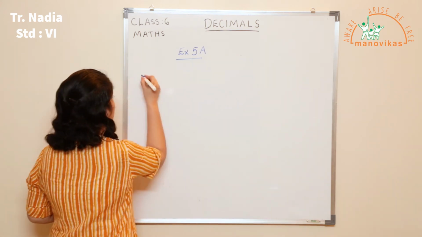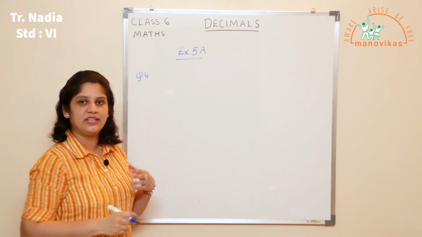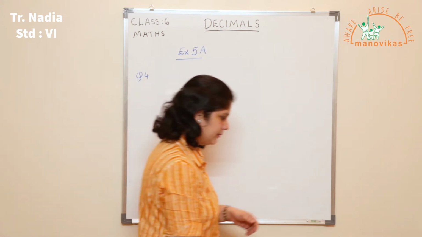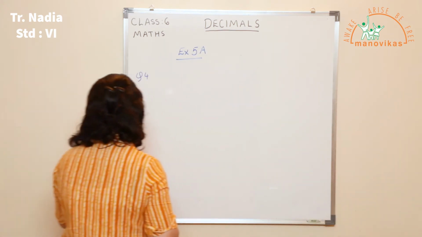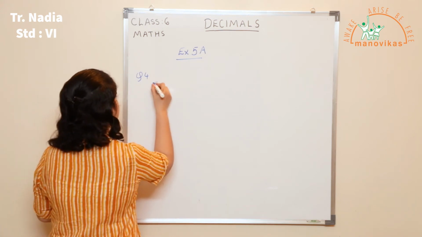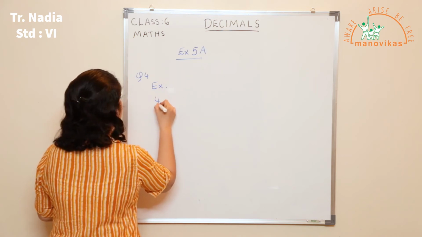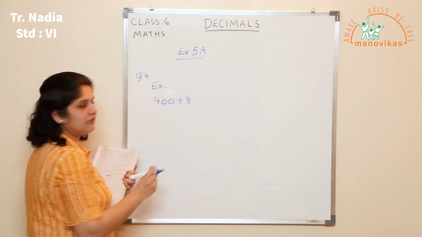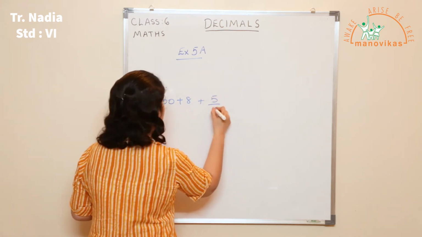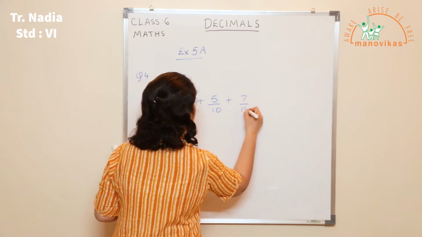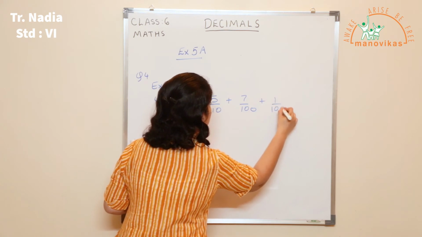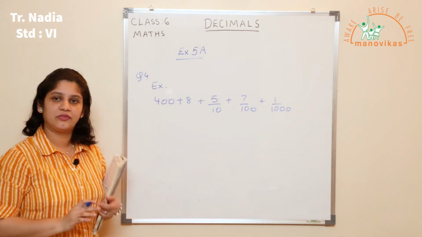Alright, now moving to question number 4. In question number 4, you are given the expanded form and asked to write the decimal number. Let me take a few examples of the kind. Let us take this example. 400. I'm not solving the same sums, children. I'm taking other examples. 400 plus 8 plus 5 upon 10 plus 7 upon 100 plus 1 upon 1000. You're given the expanded form, you have to write the number.